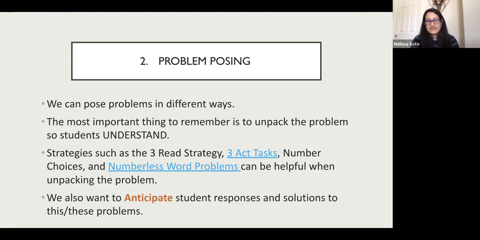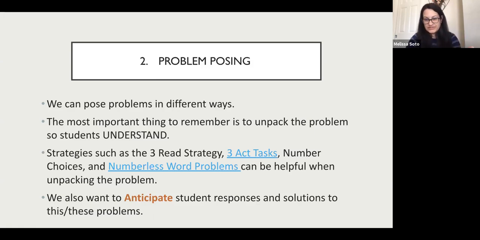And this is a really nice way to, again, offer differentiation, because if you have a particular question that you would like kids to answer, and kids are finished answering that question, you can always ask them to solve some of those extra problems that the other students came up with. 3-act tasks, number choices, and numberless word problems, which I'm going to go through in just a moment, can also help kids really unpack and comprehend what's happening in the story problem. And again, just a reminder, we really want to anticipate those solution strategies and responses for these particular problems.